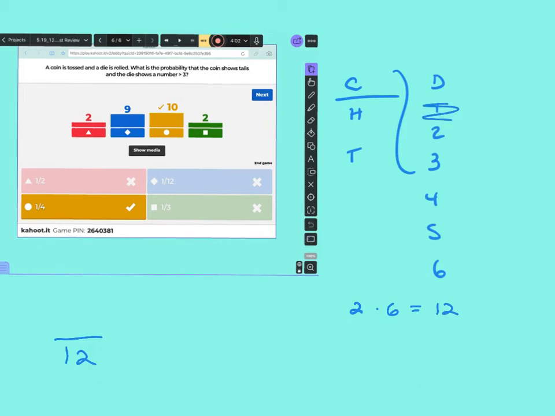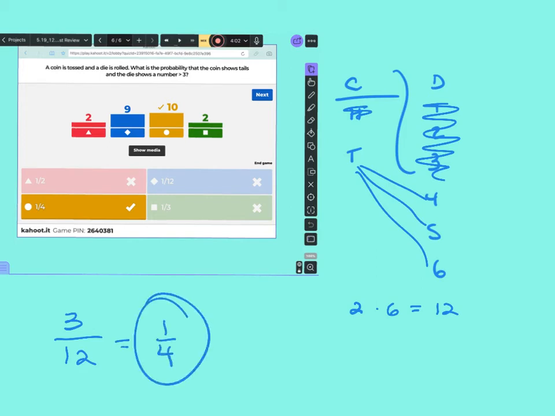So I'm ignoring all of this. God bless you. And tails. So I'm ignoring heads, which means tails can go with 4, tails can go with 5, and tails can go with 6, or 3 options out of the 12, which is 1/4. So that's where that answer comes from.